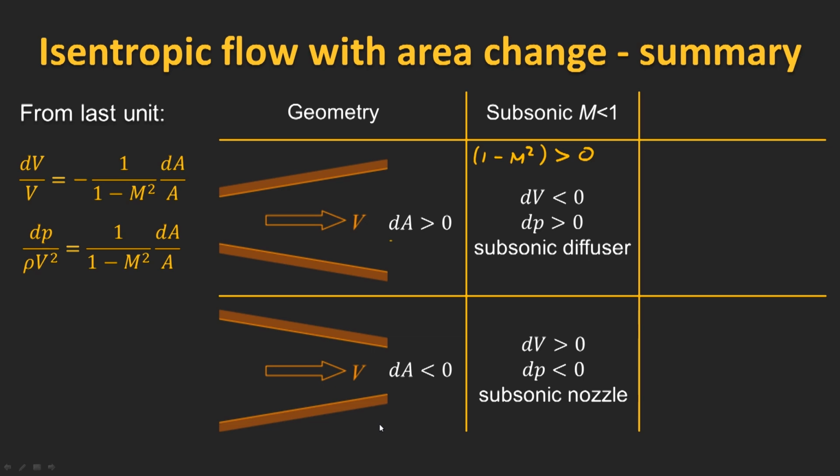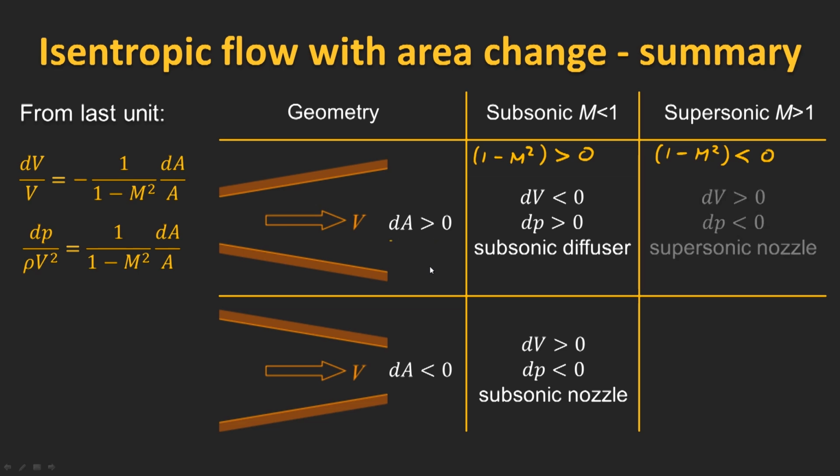Next, let's examine the supersonic case. So M is greater than 1. If M is greater than 1, that means that this term 1 minus M squared is going to be less than 0. So what that does is switch the trend of velocity with respect to area. So this term on the denominator is now negative, so that cancels with this negative sign. So that means when we have an increase in area, we're going to have an increase in velocity, and correspondingly a decrease in pressure.